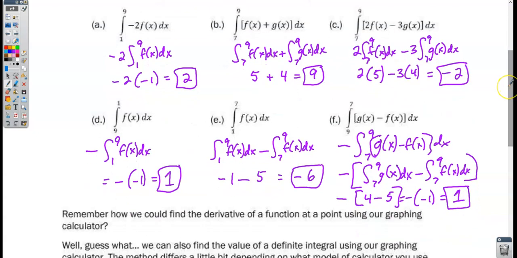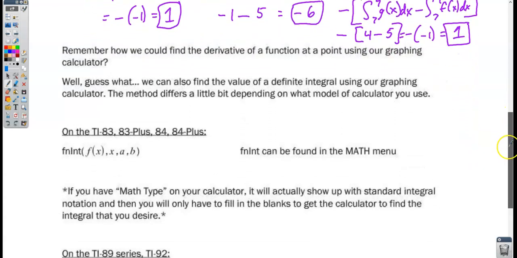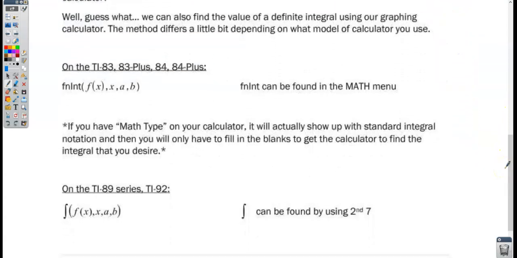Alright? Alright, so if you think back from earlier in the course, remember we could find the derivative of a function at a point using our graphing calculator, and that was one of the things that we could do without showing any work using our calculator on our AP exam. Another thing that we can do without showing any work using our graphing calculator on our AP exam is find the value of a definite integral. So down here we have the syntax for how we can do this on the most common series of calculators that my students tend to use, the 83 plus, 84 plus series.